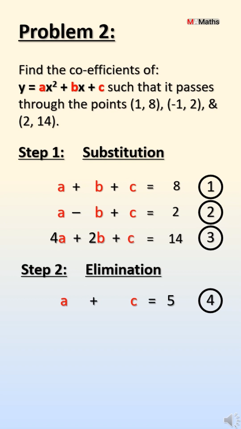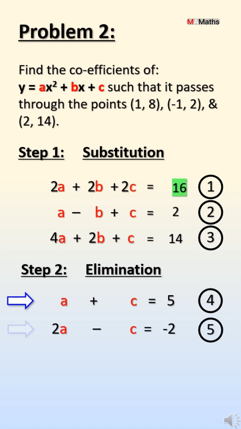Now we need another equation with just the variables a and c. So let's subtract 2 lots of equation 1 from equation 3. 4a minus 2a, which is just 2a, 2b minus 2b, 0, and c minus 2c, minus c. So what that gives us is 2a minus c is equal to minus 2. The minus 2 comes from 14 minus 2 times 8. Let's call that equation 5: 2a minus c equals minus 2. Adding equation 4 and 5, 3a is equal to 3, which means a is equal to 1.